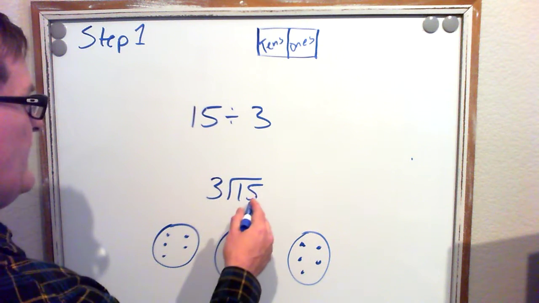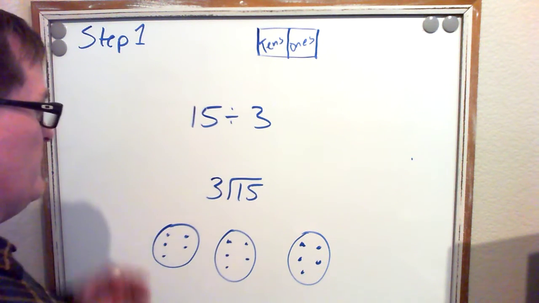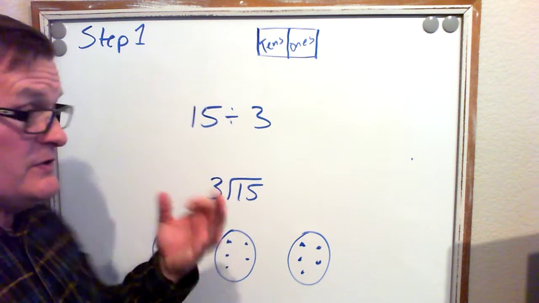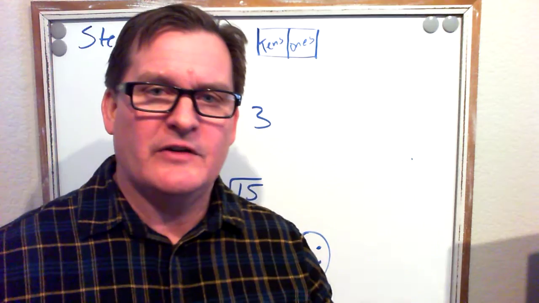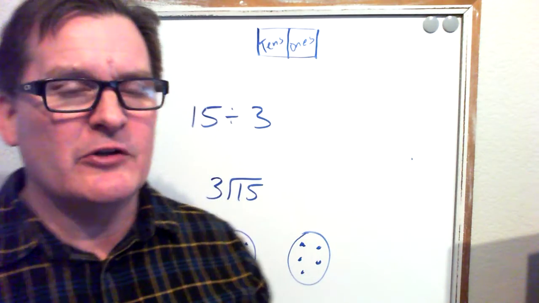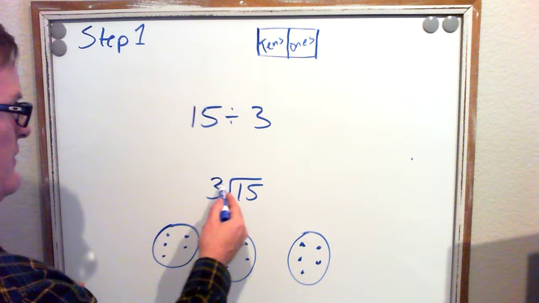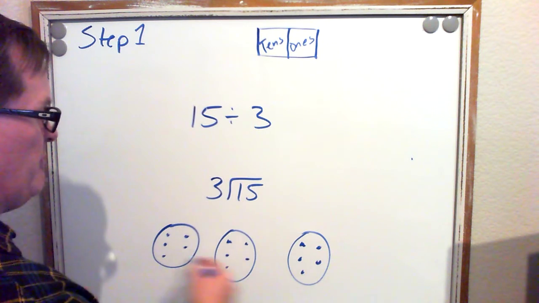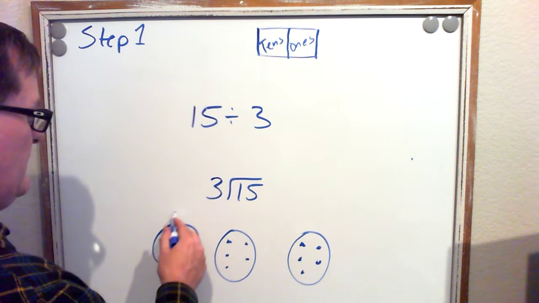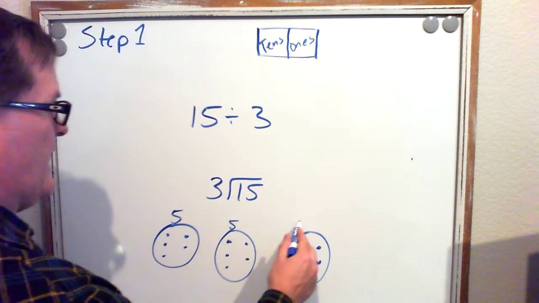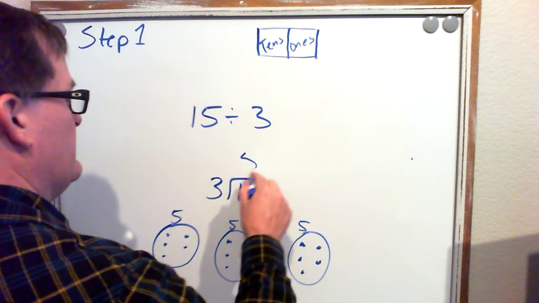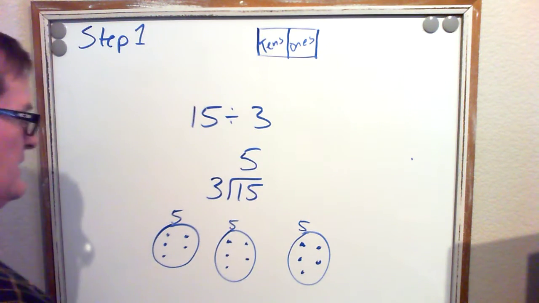So I took all 15 items, broke it up into 3 groups. So maybe you and 2 friends shoveled a driveway now. You got paid $15 this time, a little bigger driveway. How much will each of you make? So I group it. Again, I'm breaking the 15 up into 3 separate groups, and each has a total of exactly 5. So my answer is 5. 15 divided by 3 is 5.